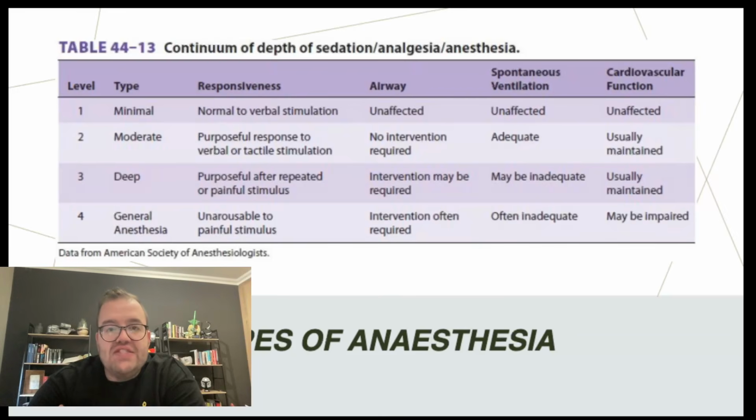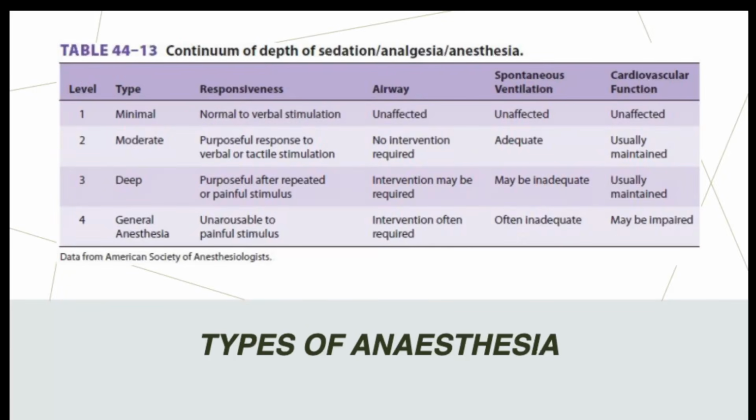So what are the types of anesthesia that we can do in this instance? Okay, what we can do is sedation or general anesthesia. So this is the continuum from the American Society of Anesthesiologists of depth of sedation. So number one is minimal sedation, whereby the patient is normally responsive, their airway is unaffected, spontaneous ventilation is unaffected, and their CVS function is unaffected. This is if you give like an oral pre-med of Dormicum or some Ativan or something like that, or maybe you give like 1 or 2 milligrams of midazolam IV.